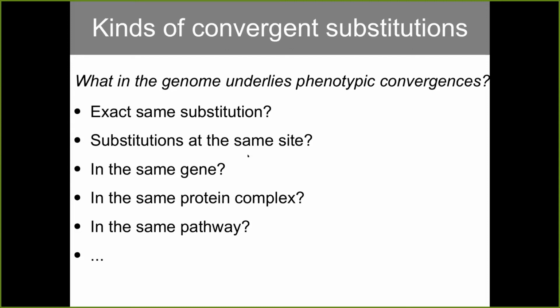We could also have substitutions in the same gene that would have basically the same functional effect, but would not be the substitutions at the exact same sites, or substitutions in the same protein complex, again having the same functional consequence, but not in the exact same gene, or in the same pathway. So you can see that one can define convergence at different levels. The most spectacular ones would be the exact same substitution at the exact same site of the exact same genes, but there would be other ways to define convergent evolution, even if we just focus on convergent substitutions.